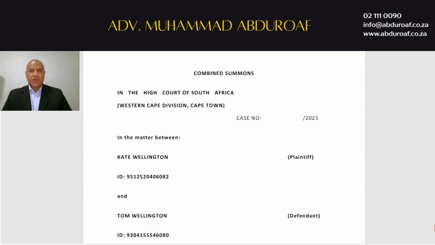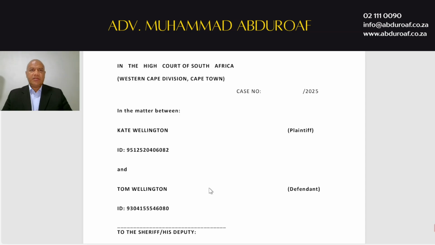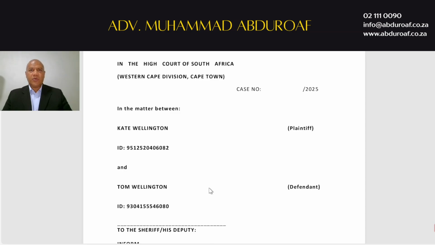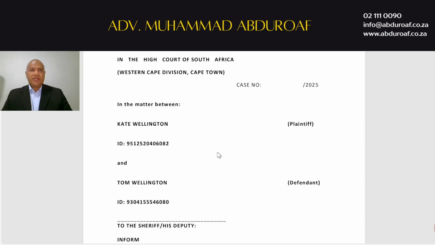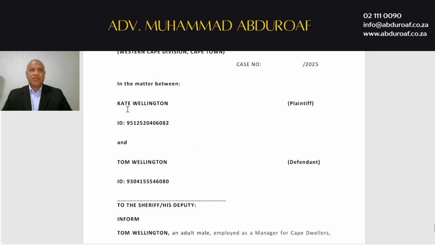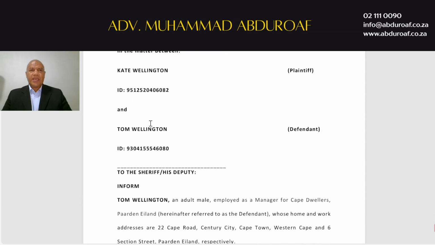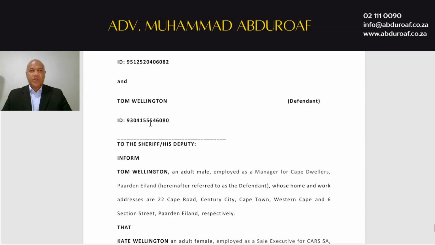First, you will have to draft the summons. The reason they call it a combined summons is, you will see later on, a particulars of claim is also attached to it. This combined summons is issued out of the Western Cape High Court. You will see there's a case number, the name of the parties, in this case Kate Wellington, the plaintiff. She is instituting the divorce proceedings, and her husband Tom Wellington, the defendant. Hopefully he will not be defending it, but he is the other side to this specific divorce.